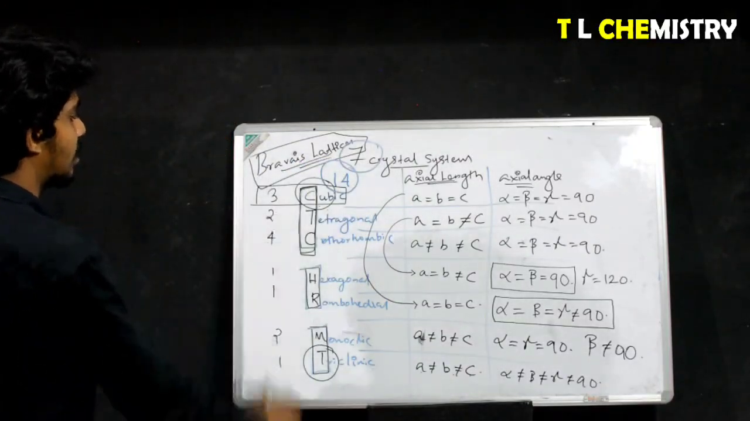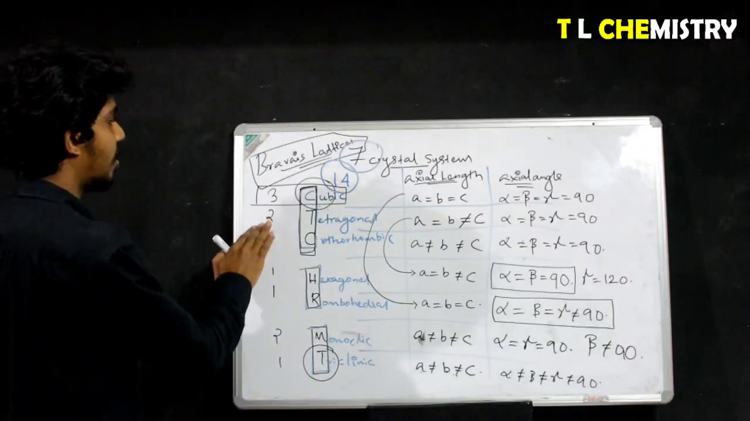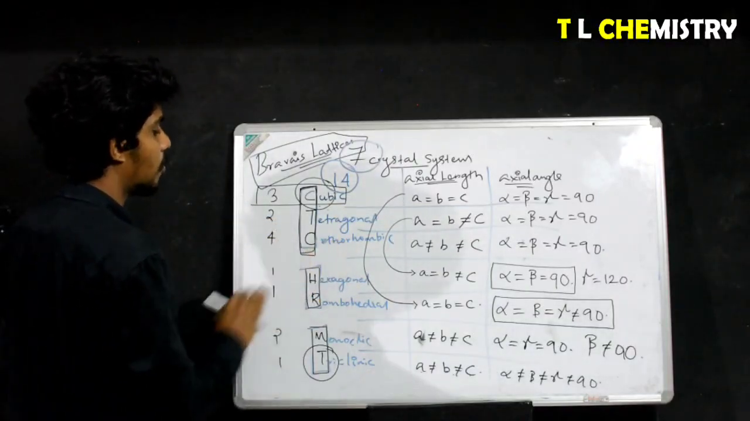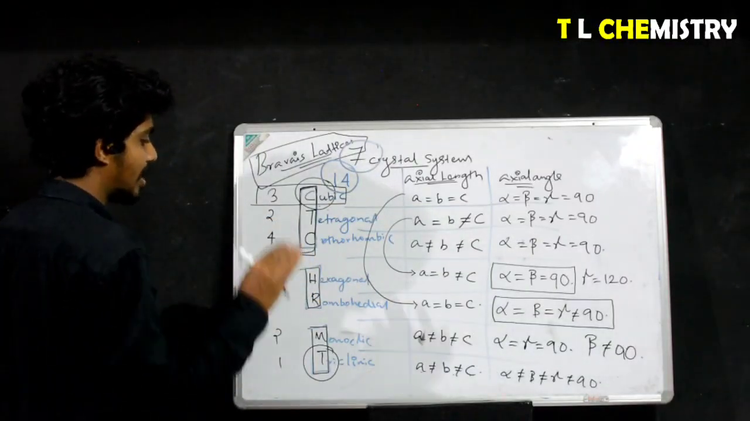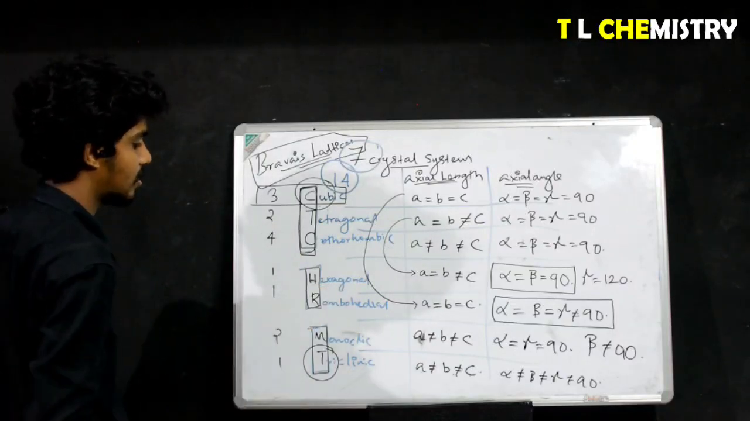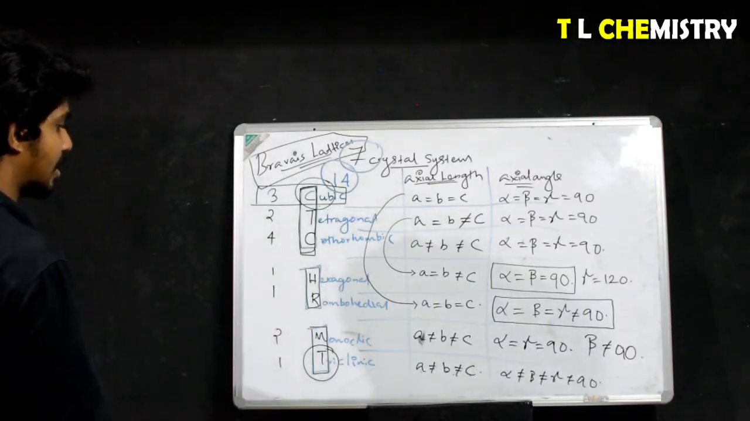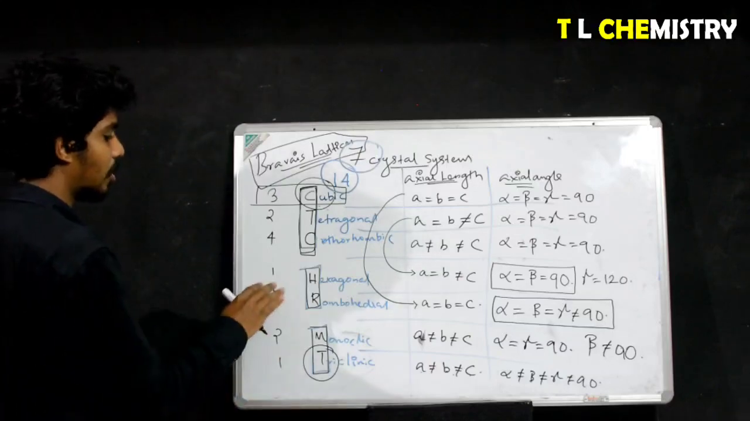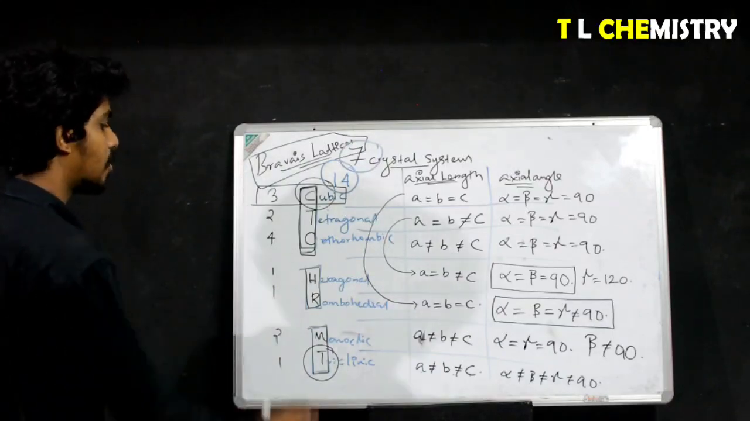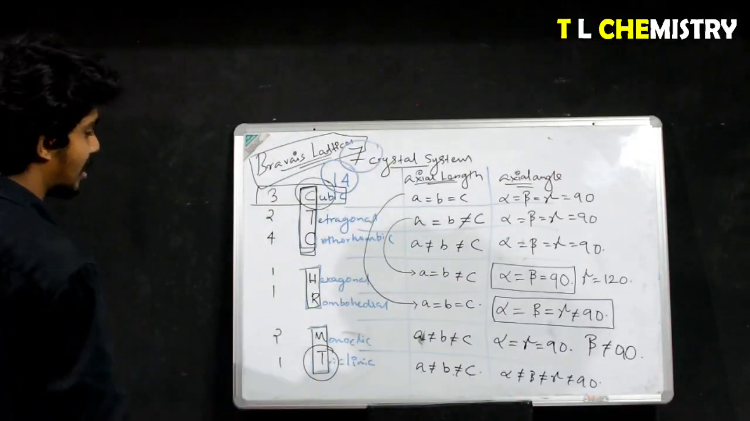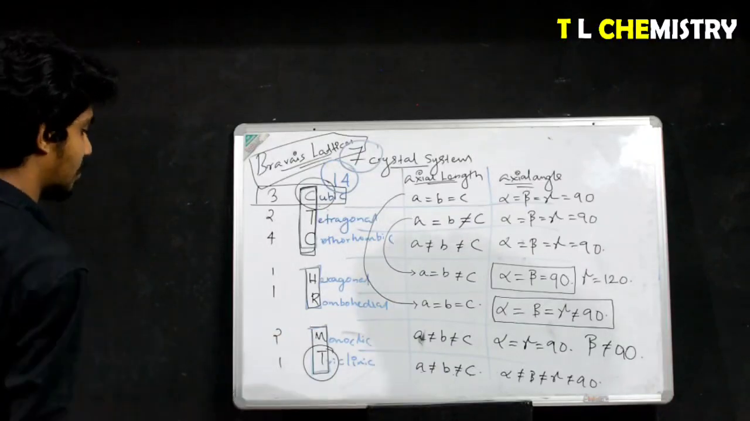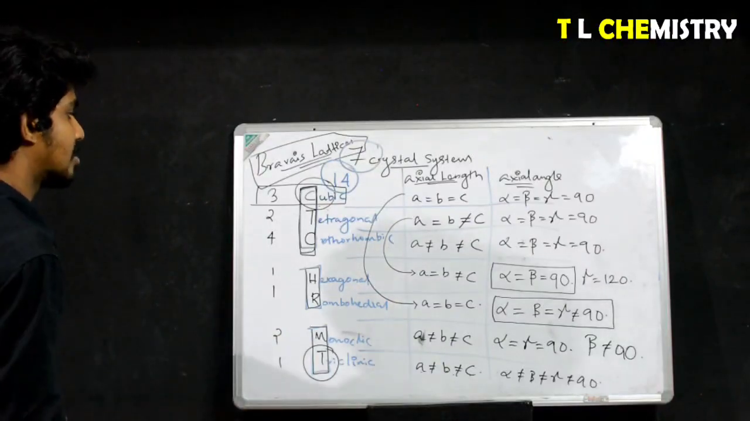In the tetragonal system there are 2 Bravais lattices. In the orthorhombic system there are 4 Bravais lattices. In the hexagonal system there is only 1 Bravais lattice, and in the rhombohedral structure only 1 Bravais lattice. In the monoclinic system there are 2 Bravais lattices. In the triclinic system there is only 1 Bravais lattice.